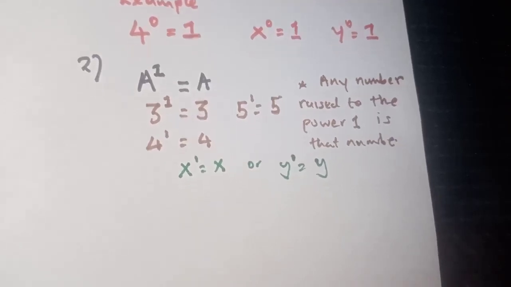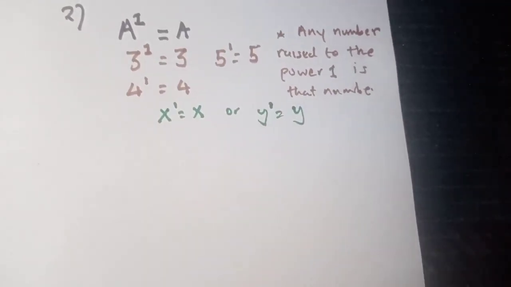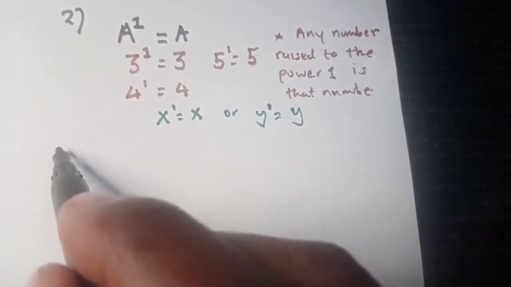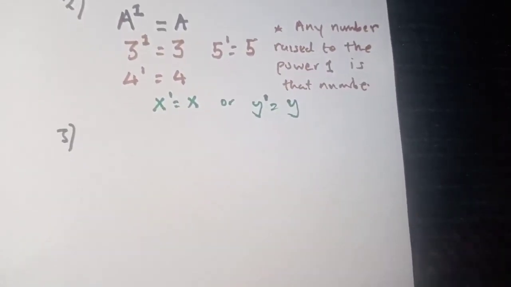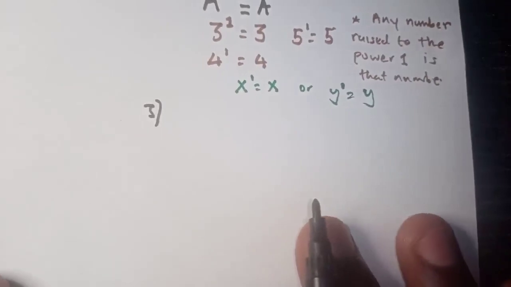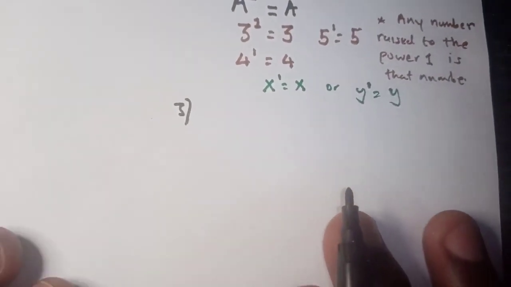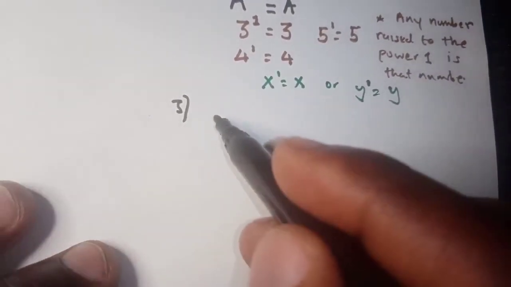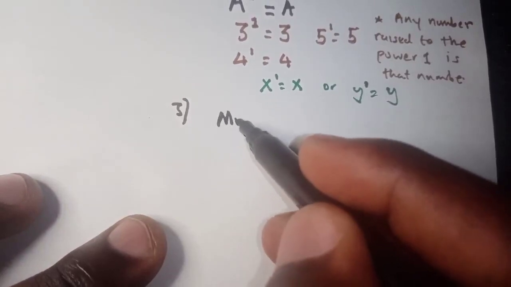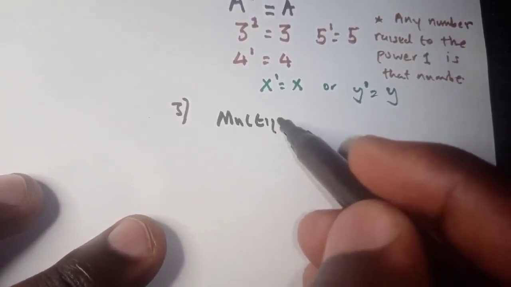Now let's look at another rule under indices. This is rule number 3. According to this rule, we are going to call it multiplication. It's under multiplication.